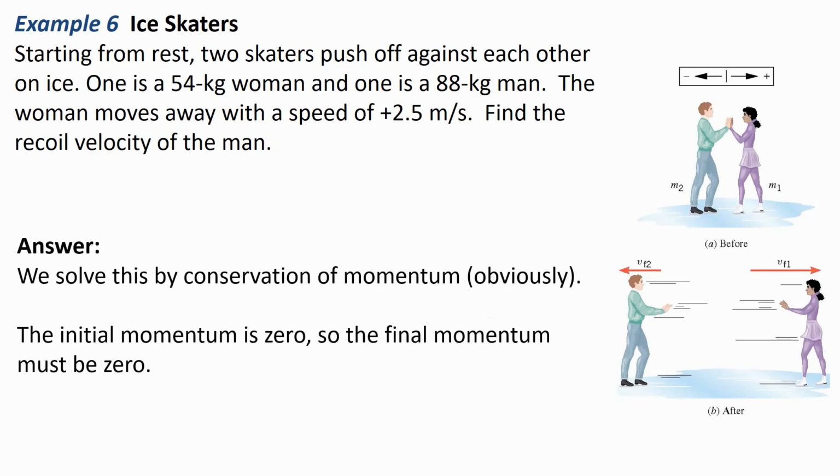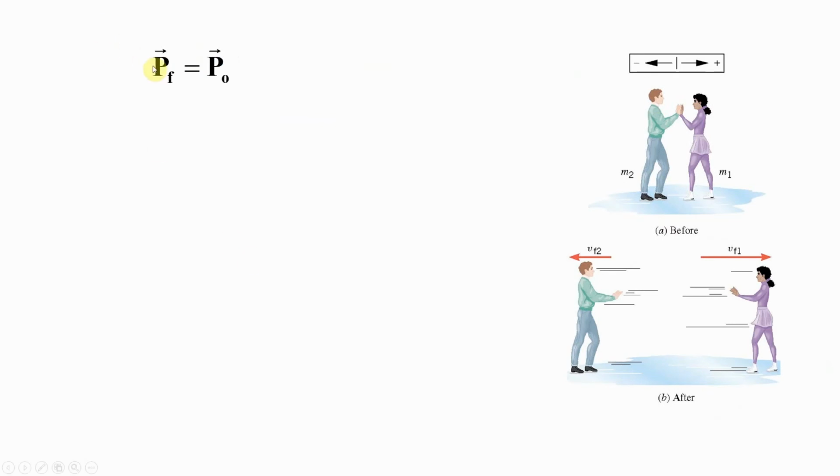Alright, now obviously we solve this by conservation of momentum, because this is the video on conservation of momentum. The initial momentum is 0, because her initial is 0 and his initial is 0, so the momentum of the guy plus girl system is 0 plus 0, which is 0. So the final momentum here must also be 0. Mathematically, I say p final equals p initial. My initial momentum is 0, and for my final momentum, I'm just going to do the mv's for all my objects. So I've got m1 v1 for the girl plus m2 v2 for the guy.